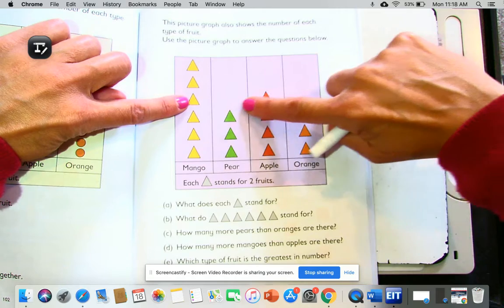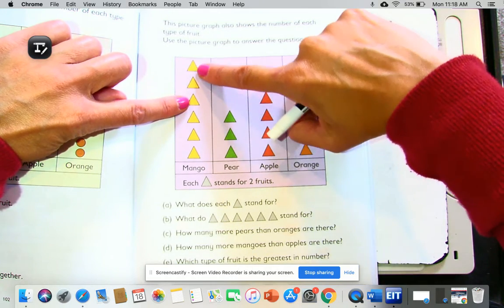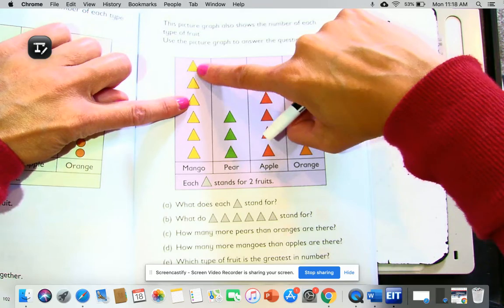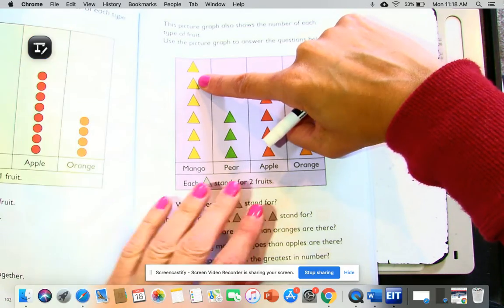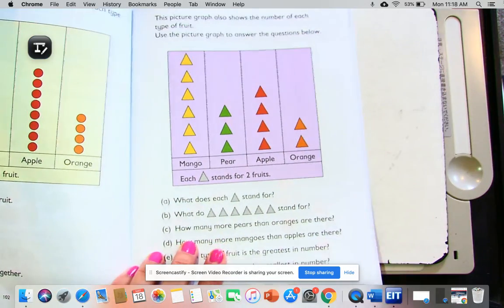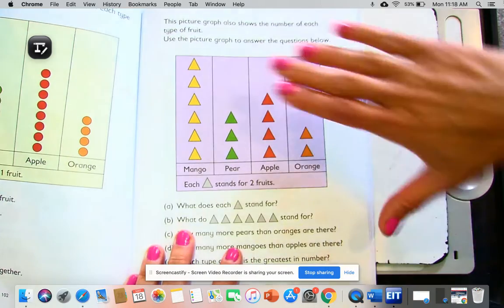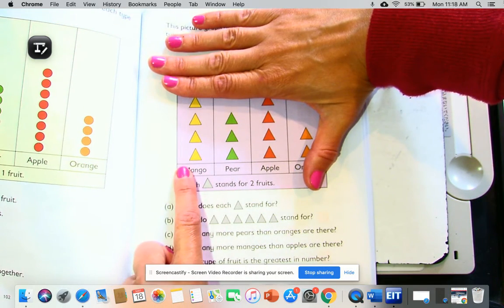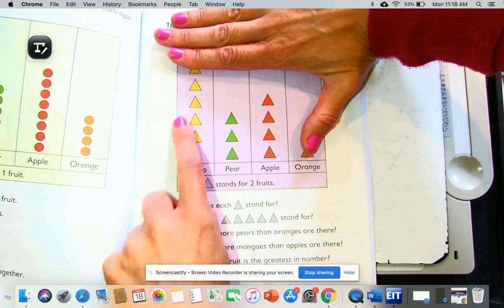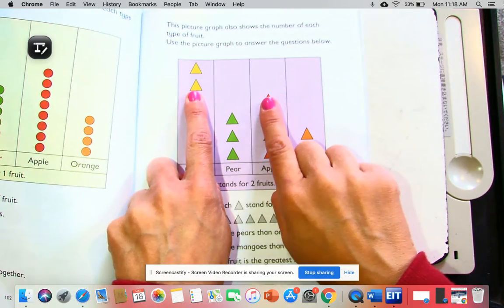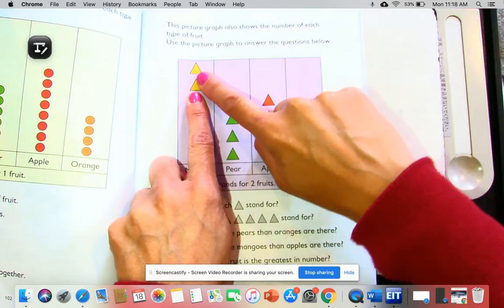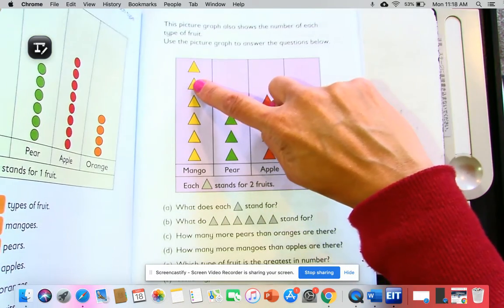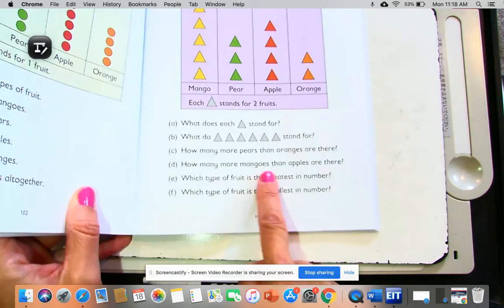But then we can see here that there are 2 more triangles, and each of these stands for 2 and 2. So this would be 4. There would be 4 more mangoes than apples. So you can see, here they would be the same. But then the mangoes, if I block off there, you can see there's 2 extra triangles. And each of those is 2. So 2, 4. 4 more mangoes than apples.